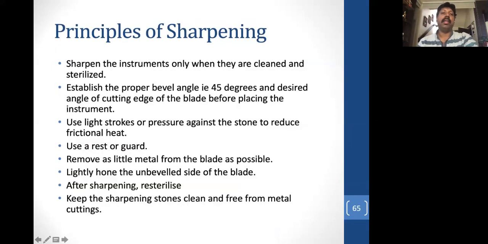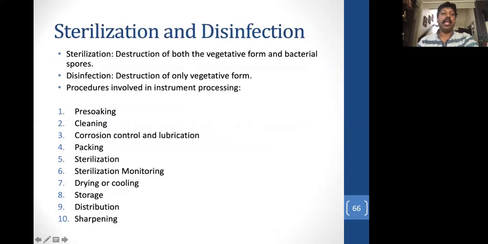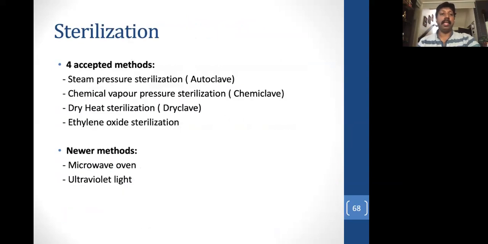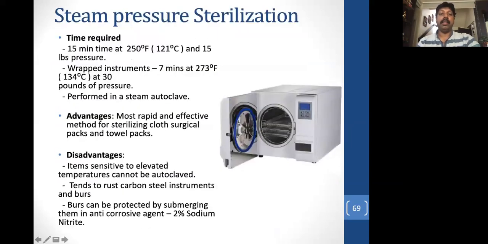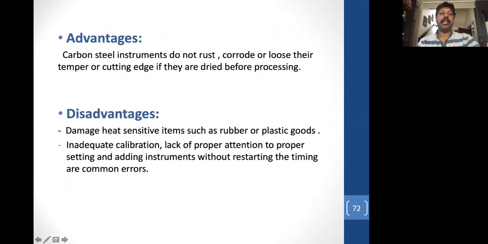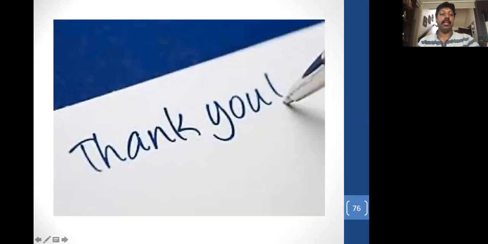So you have to sterilize, clean, control corrosion, and pack. Then sterilization. There are so many methods of sterilization. Then drying and cooling. Pre-soak, clean, sterilization. You people don't do it at all. You should clean it. You should autoclave all the instruments. You can keep them in the autoclave for sterilization. We should use dry heat. This is about the instruments.